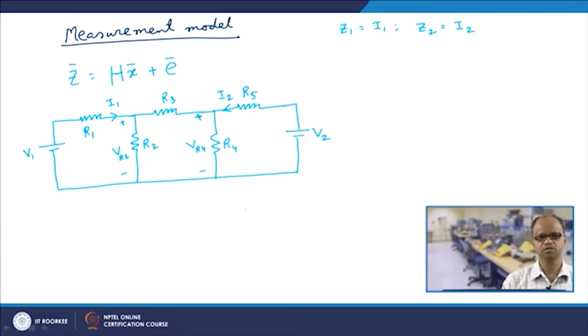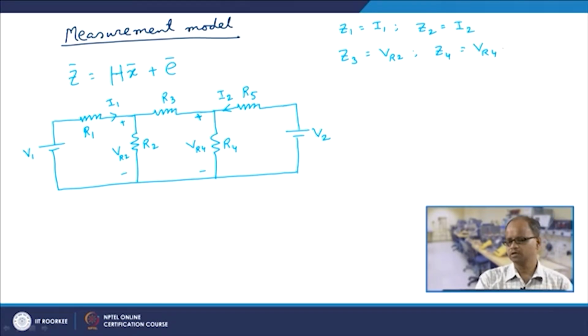So, there is nothing called absolute magnitude or angle. Everything would be just numerical values. Z3 is VR2, that is the voltage across the resistance R2, and Z4 is VR4. So, that is our measurement. Essentially we have to find out what the expressions of I1 and I2 would be.